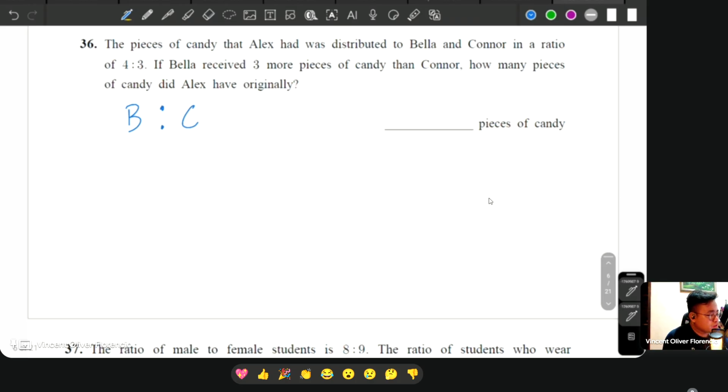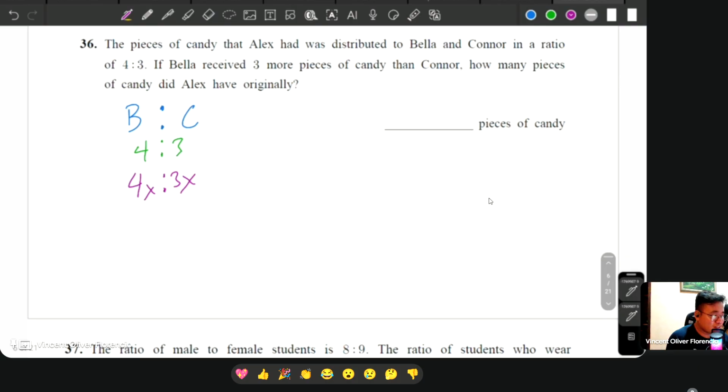Now, the ratio between the number of candy of Bella and Connor is 4:3. That 4:3, actually, depends. That could be like 8:6. It could be 12:9, like that. It's proportion. Now, it says there that Bella has 3 more. Take note that this one also can be written as 4x is to 3x. That's how it works.